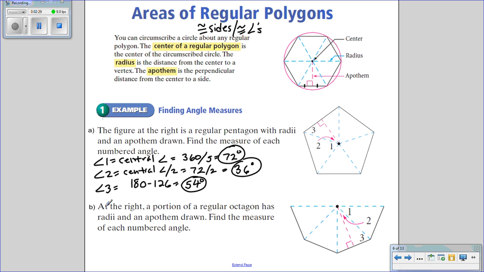Same thing goes with example B. At the right, we have a portion of a regular octagon. An octagon is 8 sides, and it has radii and apothem drawn. Find the measure of each numbered angle. So let's start with angle 1. Angle 1 is created by 2 radii, so again, that is called a central angle. So I'm going to take 360 and divide that by the number of sides, which is 8. 360 divided by 8, I believe, is 45 degrees.